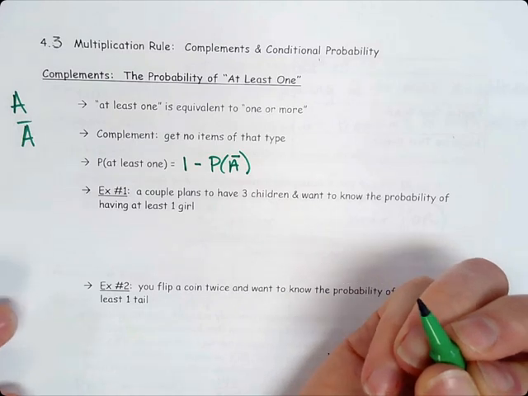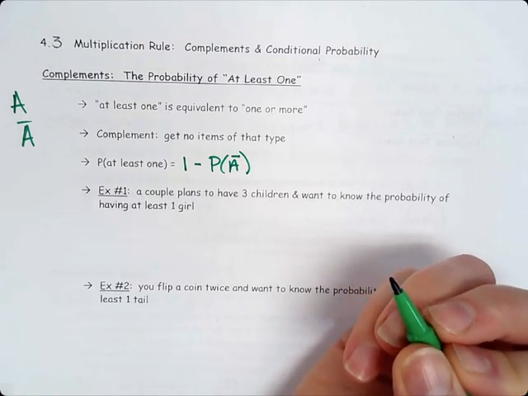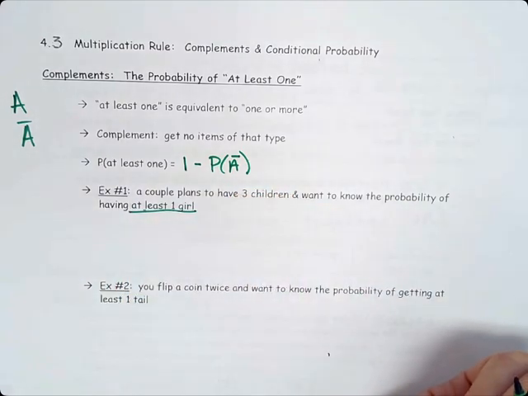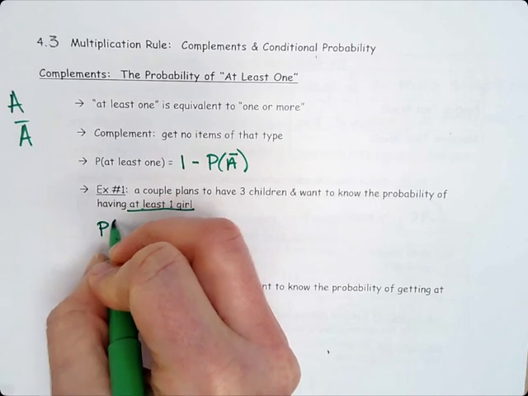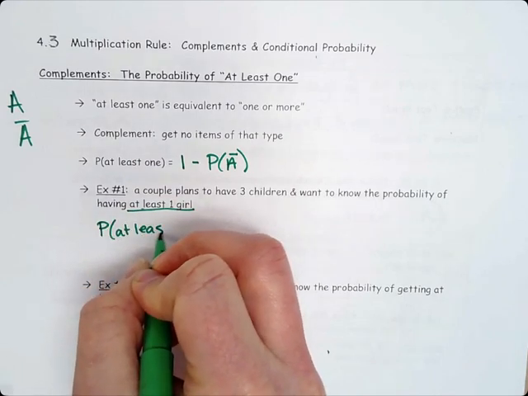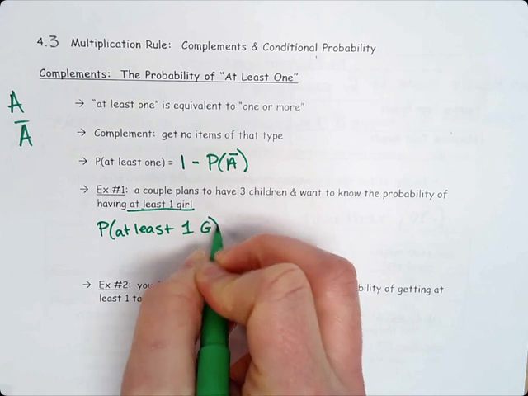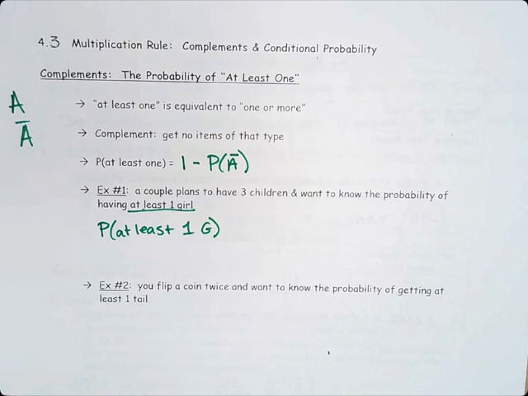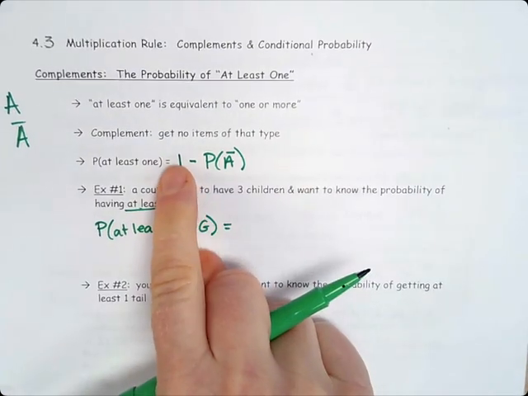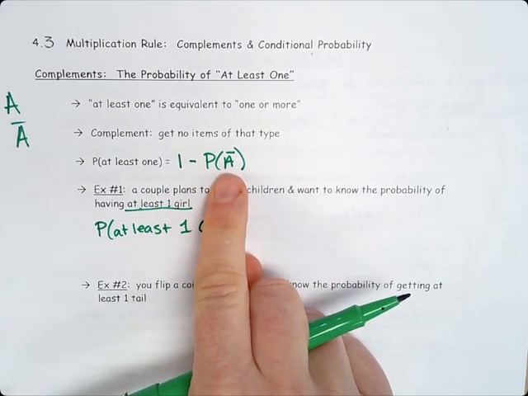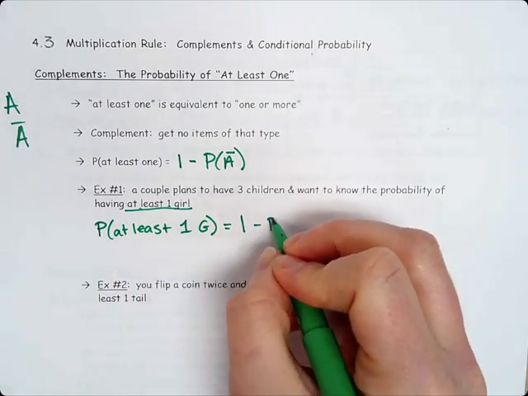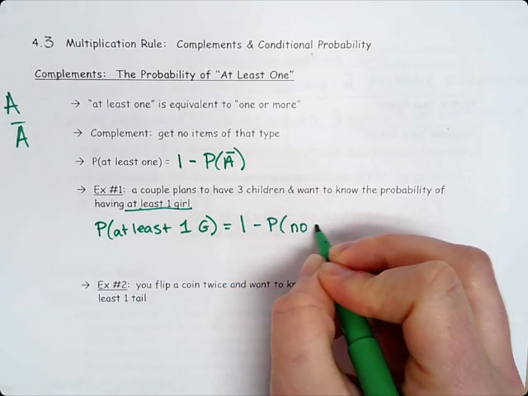So example 1, a couple plans to have 3 children and wants to know the probability of getting at least one girl. So we are going to say probability of at least one girl. And that can be found by doing this rule, 1 minus the complement. So at least one girl, then the complement would mean no girls. So 1 minus the probability of no girls.